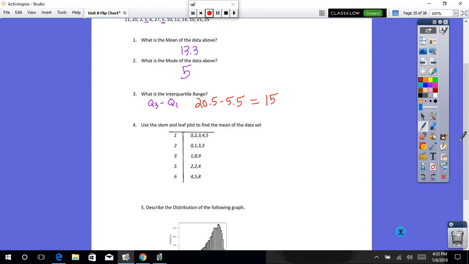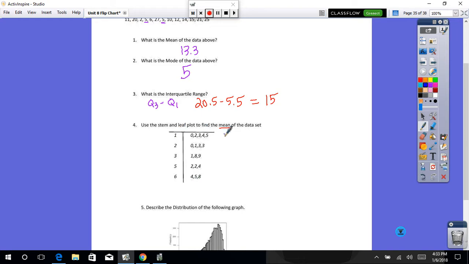Okay, for number 4, stem and leaf plot. Okay, we are going to type these in our calculator too in order to find the average. Okay, I don't know how much you have used or how much you've seen stem and leaf. We briefly touched on it at the very, very beginning, but not much. Okay, this is your tens place. This is your ones place.